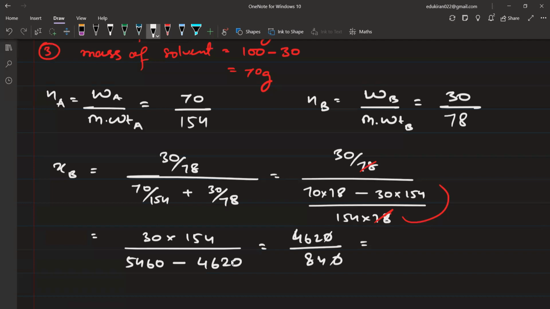Is there any mistake? Wait a second. कहीं पे कुछ mistake है. What is the mistake? 154, 30/78, 30/78, 70/154. ठीक है. 30/78 ठीक है. So this multiplied by this multiplied by this. 70 into 78, 30 into 154 divided by 154 into 78. 70 and 78 will cancel out. 154 will go up. This is 4620.